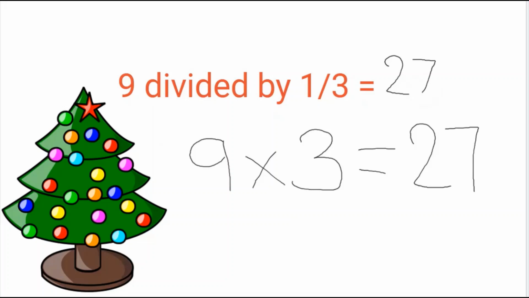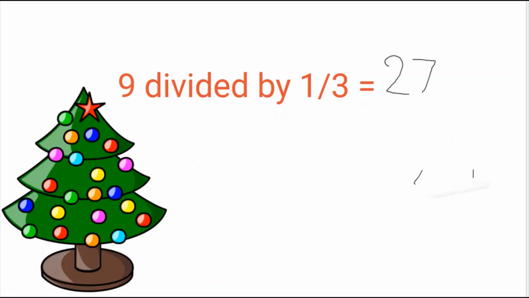But just to double check, we're going to solve this together. So the first step would be to draw 9 rectangles. So let's do that.